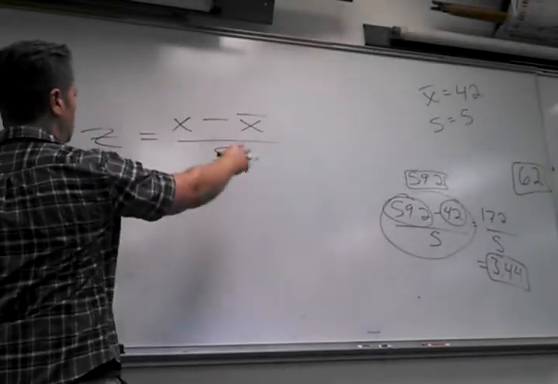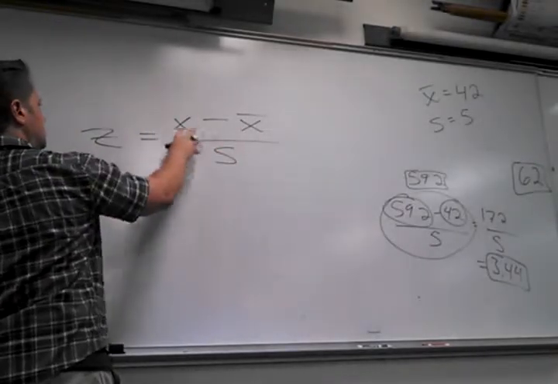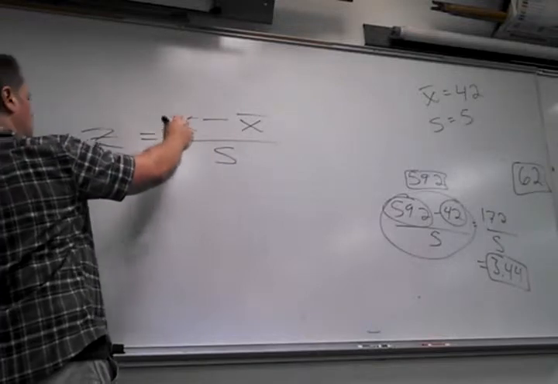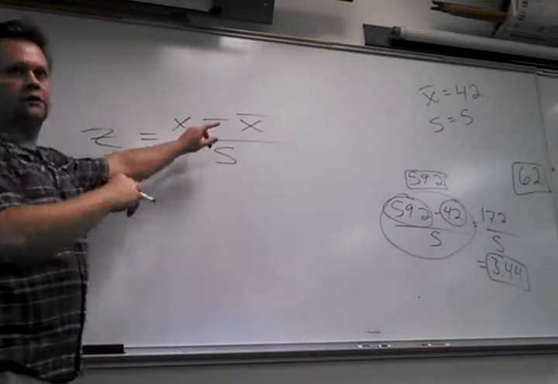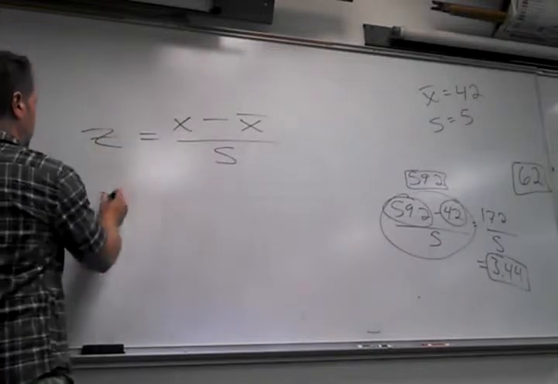This idea of z-score is hugely important. What would this look like? Is this for a sample or a population? How do I know it's for a sample? Because what would be there if it was a population?